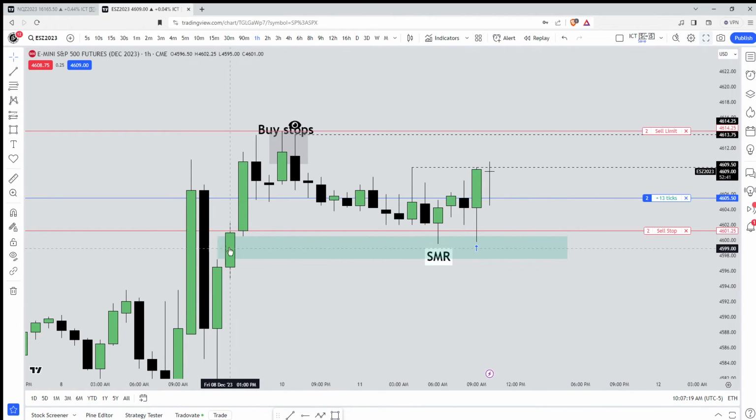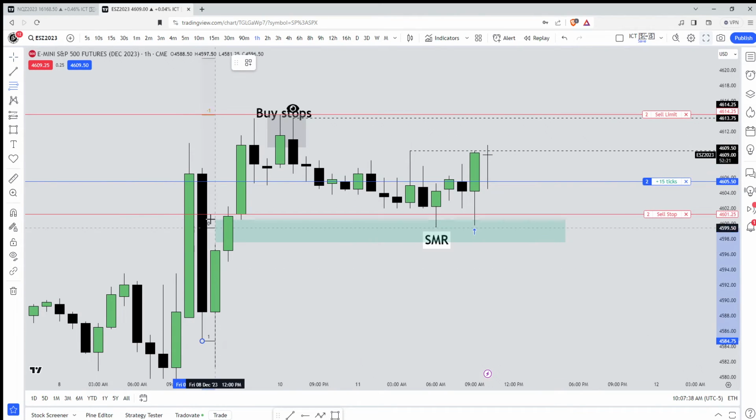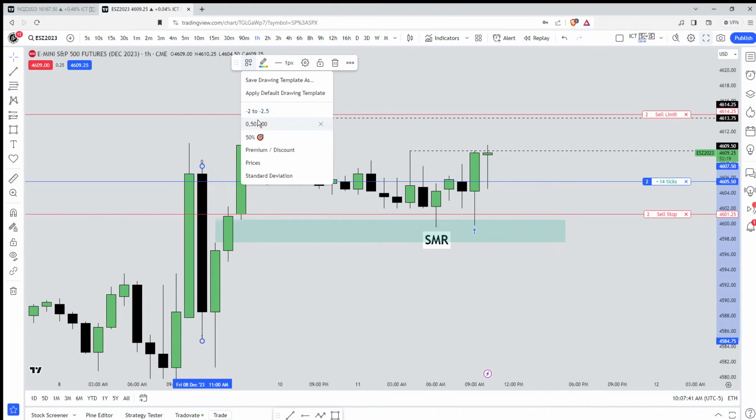Okay, we have a 1-hour fair value gap and this 1-hour order block. So it doesn't have to be a fair value gap, doesn't have to be an order block. It could be any of them. It could be a breaker block, fair value gap, order block, propulsion block, mitigation block, right? See this order block? I'm going to mark out 50% of that, and I'm going to extend that over.